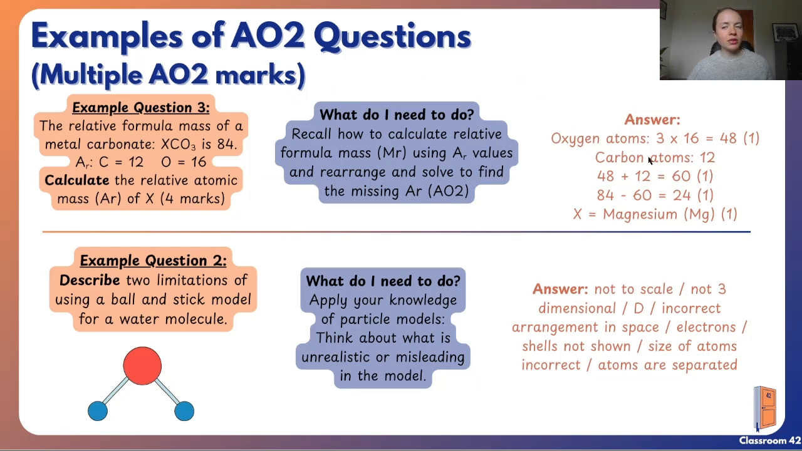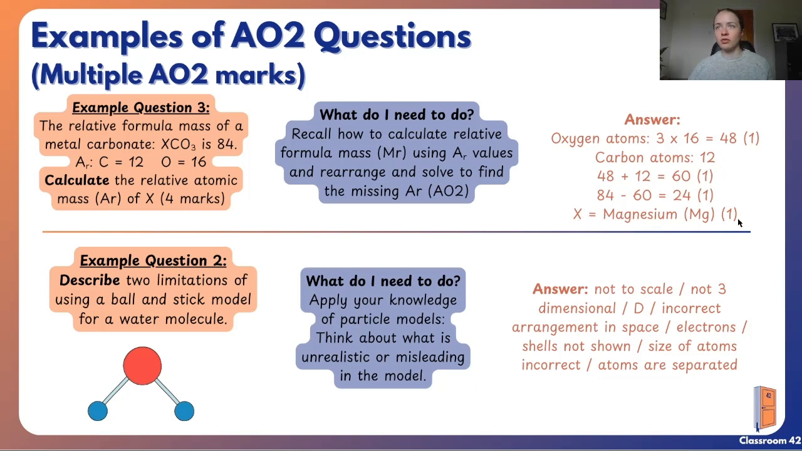So firstly, I would figure out what is your total Mr for the information that you do have. So oxygen atoms, we've got 3 of those, so 3 times 16 is 48. Carbon atoms, we've just got the 1, so that would be 12, because we've got the atomic number there. And then 48 plus 12 equals 60, so that is the carbonate part of this metal carbonate. And we know that the relative formula mass is 84. Therefore, the difference between what we've got so far and the final relative formula mass is 24. And then you refer to your periodic table, and you can find the Ar which matches 24, and that's that of magnesium. So X equals magnesium.